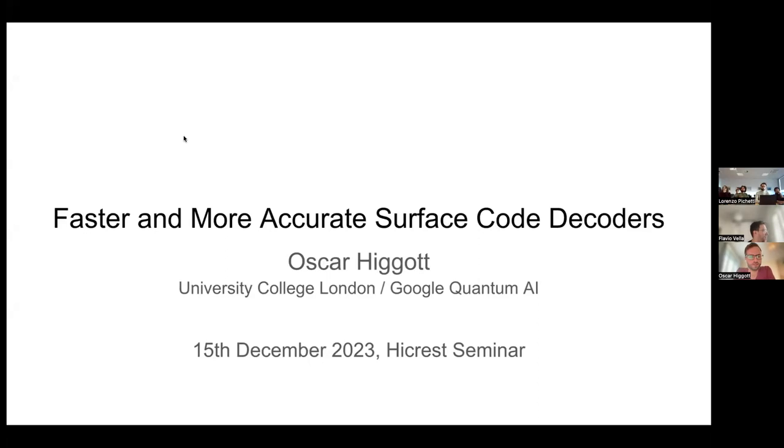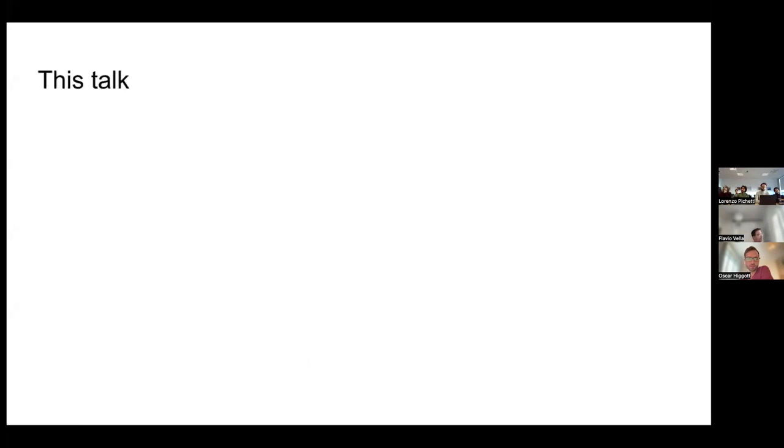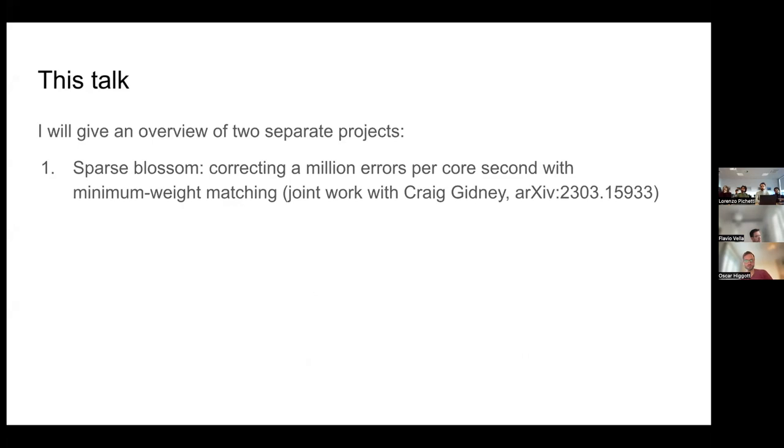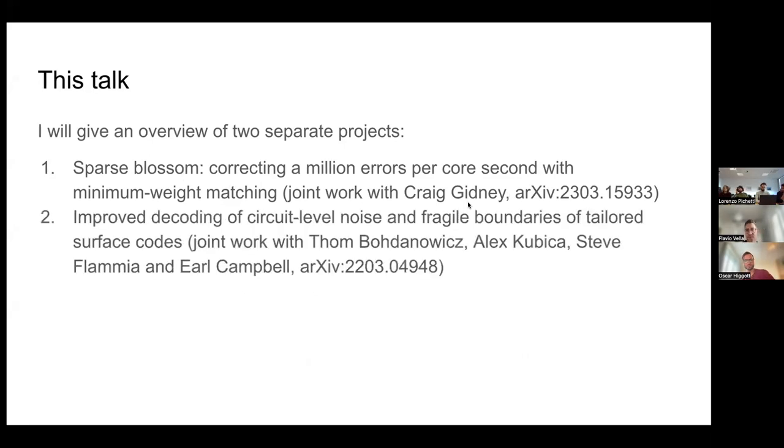So I'll be talking about faster and more accurate surface code decoders. I'll be talking about two separate projects. The first one is Sparse Blossom, correcting 1 million errors per core second with minimum weight matching. This is joint work with Craig Gidney. And the second is improved decoding of circuit-level noise and fragile boundaries of Toric surface codes. I'll talk about the decoding aspect of this work.